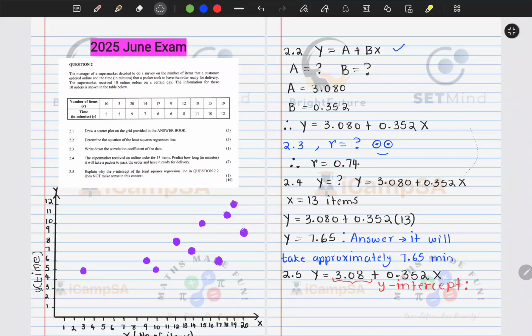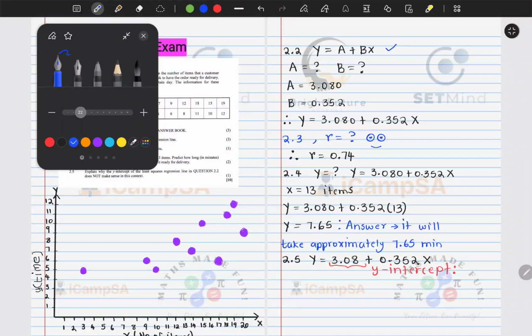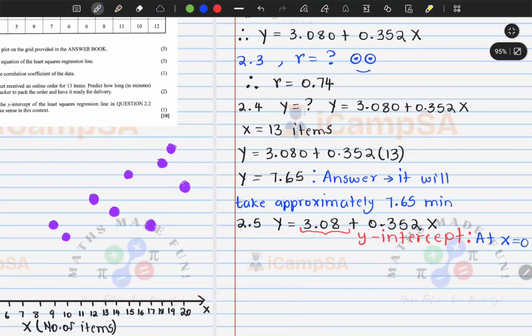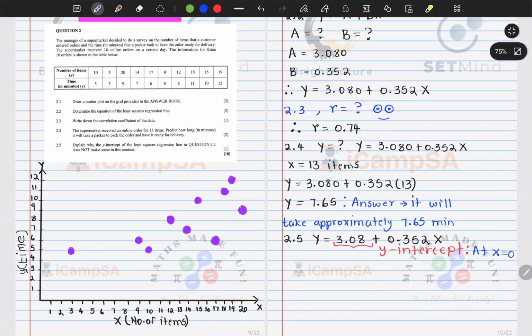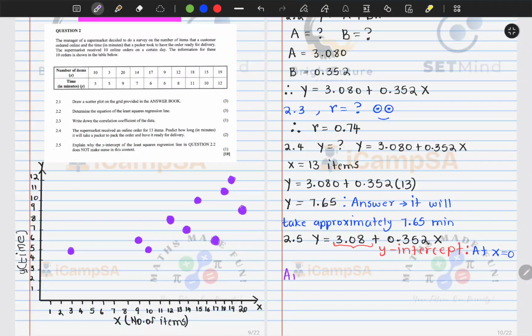So why does this not make sense? Remember, our y-intercept, we obtain it at x is 0. So this here would be at x equals 0. So why does this not make sense? Well, this doesn't make sense because when x is 0, meaning when orders are 0, it will take 3.08 minutes to prepare 0 orders. So what we can say is that the answer is this here. It does not make sense.